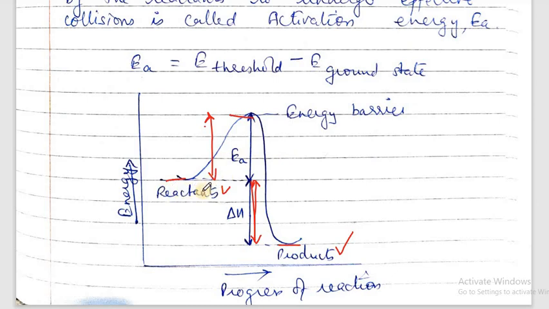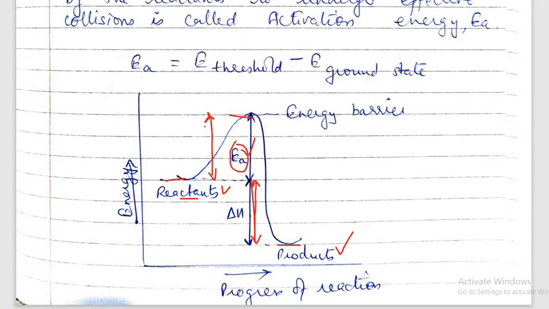And when the reactants want to react to form products, they must have this amount of additional energy. The additional or extra energy the reactants require is called the activation energy. So it is very important, what is the activation energy? The reactants require an additional amount of energy to cross the energy barrier and to change into the products. That additional energy required by the reactants is called the activation energy.